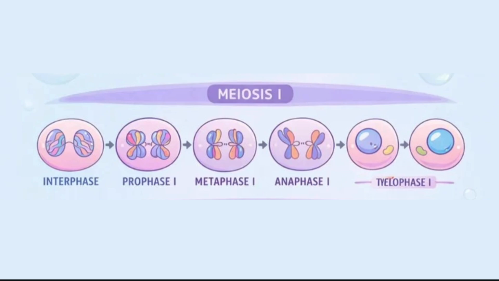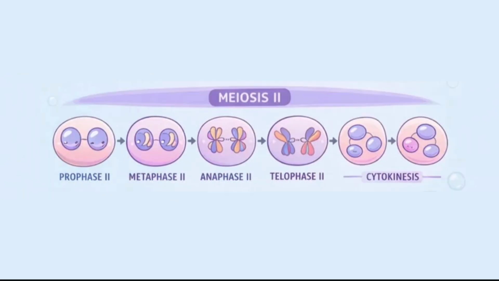Next is anaphase I. Homologous chromosomes separate. Each side gets one chromosome from each pair. Next is telophase I and cytokinesis. The cell splits into 2 cells. Each cell has 23 chromosomes, but each chromosome is still duplicated.